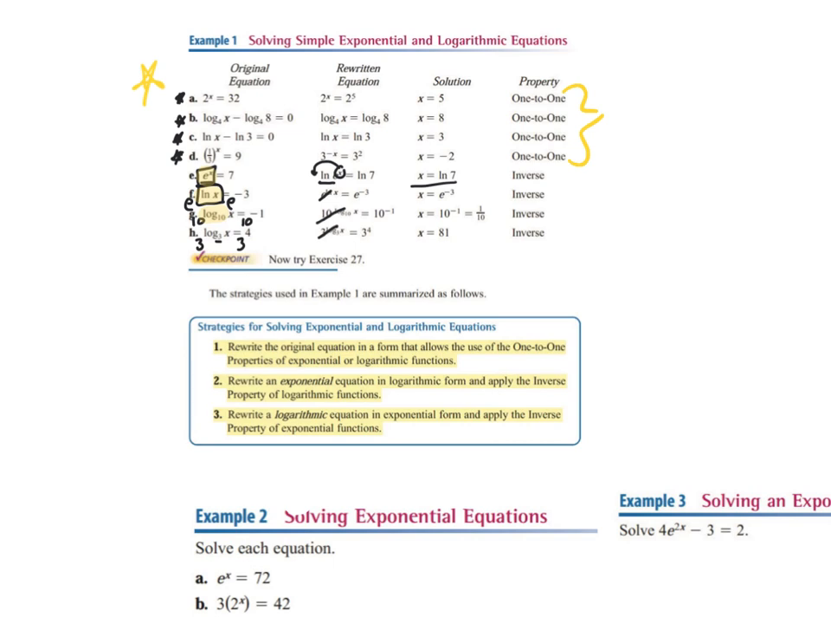If that doesn't work, then we can rewrite an exponential equation in logarithmic form and apply the inverse property of logarithmic functions. If that doesn't work, then we would rewrite a logarithmic equation in exponential form and apply the inverse property of exponential functions. So this is just strategies, which pretty much just tells you to follow these steps here.